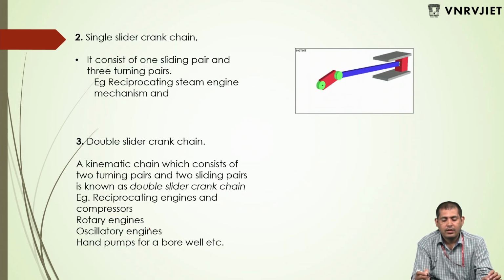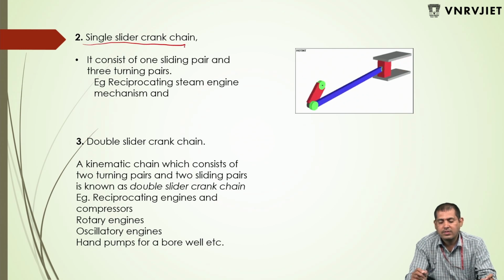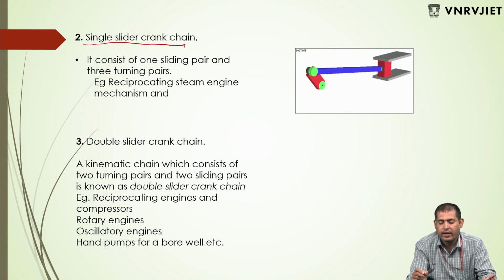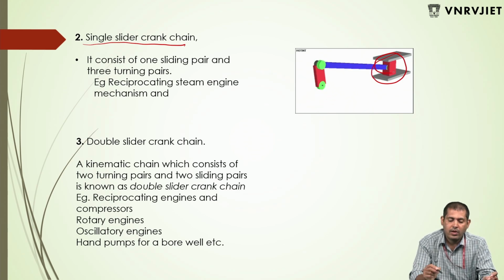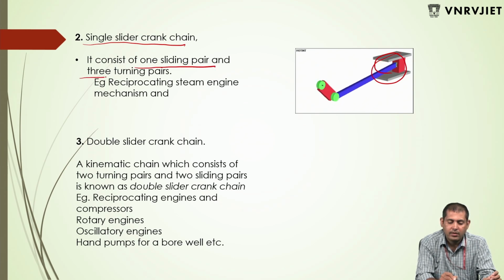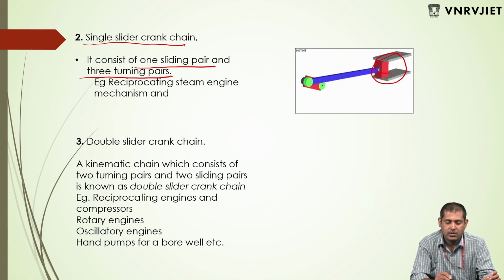Next, the single slider crank chain. What is a single slider? As the name itself says, in this chain only one is a slider, so it is called a single slider crank chain mechanism. It consists of 1 sliding pair and 3 turning pairs. Example: reciprocating steam engine mechanism.